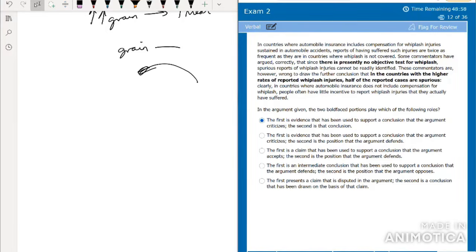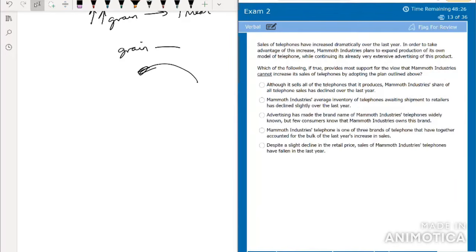Okay, A is quite good, although, yeah, so I quite like A. No, definitely not B. The argument doesn't accept it, so it's not C. Argument doesn't defend it. And E, it's not disputed by the argument, so we're happy with A.